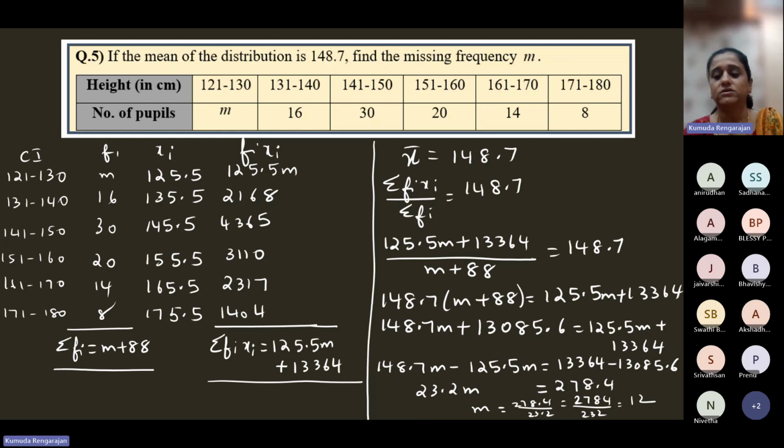So the last step, 278.4 by 23.2. Shift the decimal point, because you'll have to shift one in the numerator, one in the denominator. So it becomes 2784 by 232, which is 12. So the value of m is 12. The missing frequency is 12.